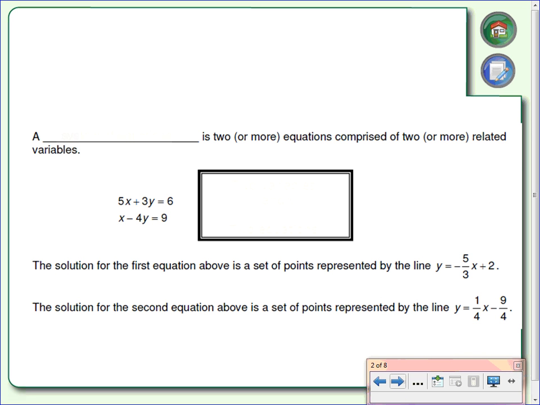On your notes at the very top, it says a blank is two or more equations comprised of two or more related variables. In that blank, I need you to write for me system of equations. System of equations.